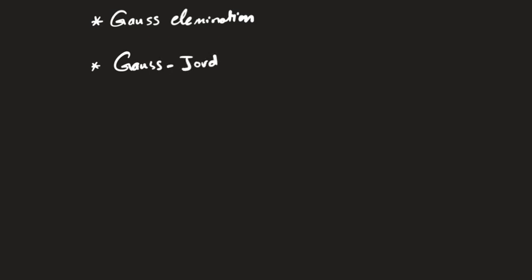So just to go on with the discussion on the solution of a set of linear equations, we mentioned the Gauss elimination, right? So one numeric technique is the Gauss elimination. And there's another one which is a variation of the Gauss elimination called the Gauss-Jordan elimination.